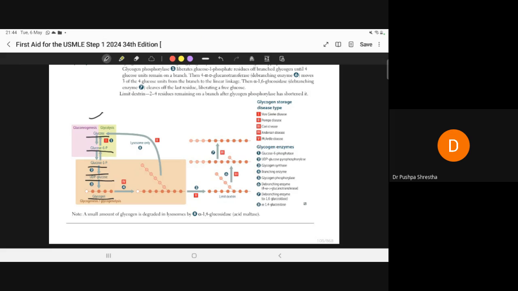Okay, then of course from your UDP glucose, you pile up your monomers of glucose, right? So what kind of enzyme would you use to form your glycogen? Glycogen synthase, because you combine all the glucose molecules, right?